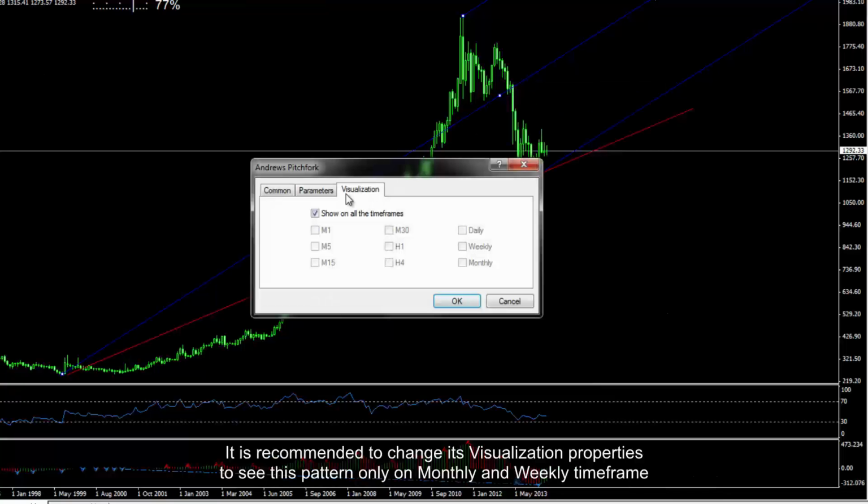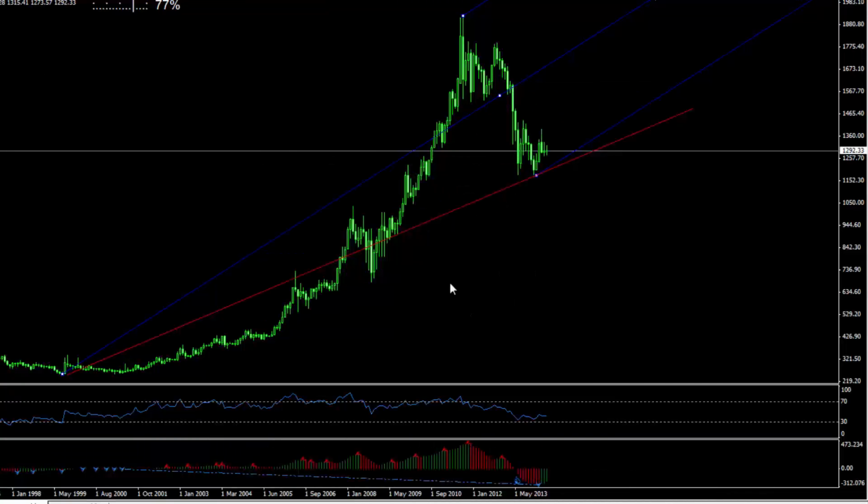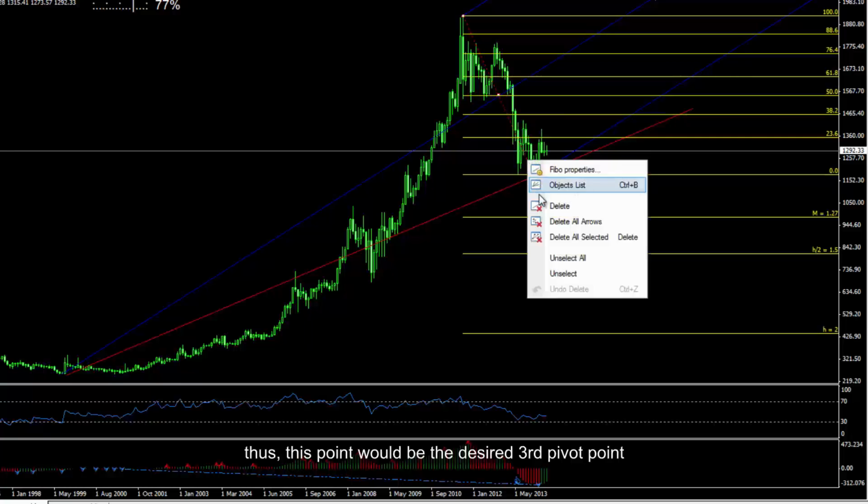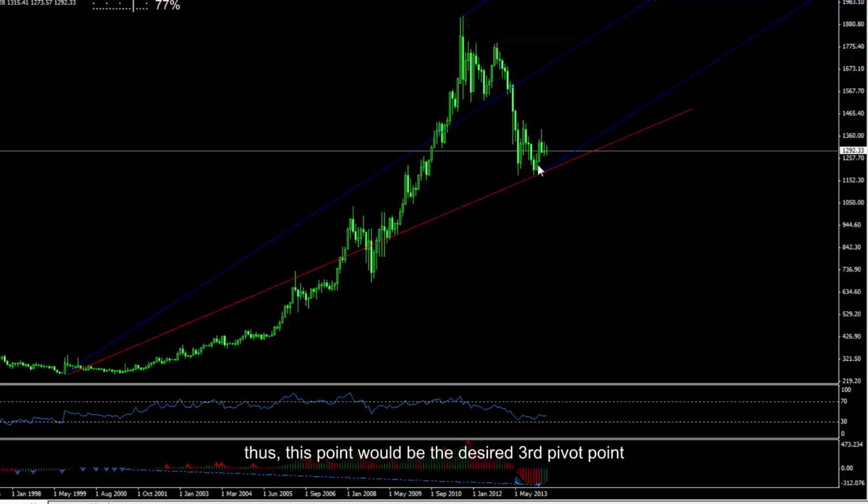It is recommended to change its visualization properties to see this pattern only on monthly and weekly time frames. There are no more Andrew's pitchfork patterns yet. A Fibonacci pattern shows the price is still under the level 38.2%. Thus, this point would be the desired third pivot point.